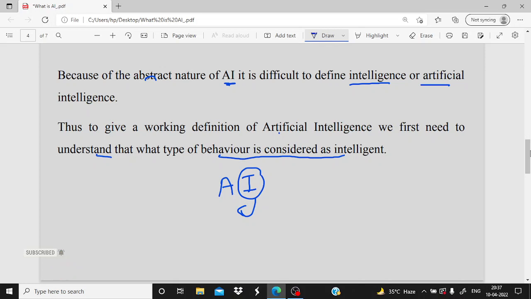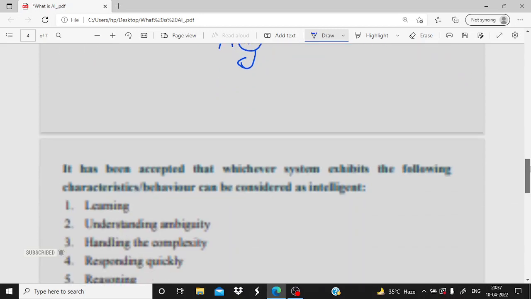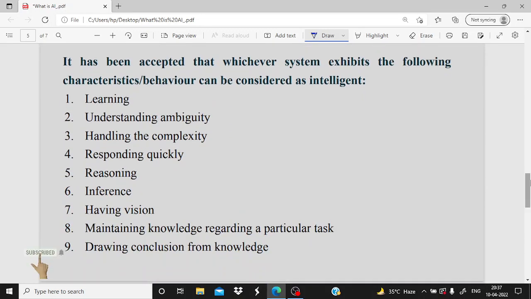To give the working definition, we firstly need to understand what things are to be included in intelligence. So here I have listed some points that are the characteristics of behaviors that can be considered as intelligent. First is learning. Learning means understanding: if you have learned some topic or some book you have read, then you remember it. That is learning. Or if you have solved some mathematical problem, then with that example you can solve many questions of that type.